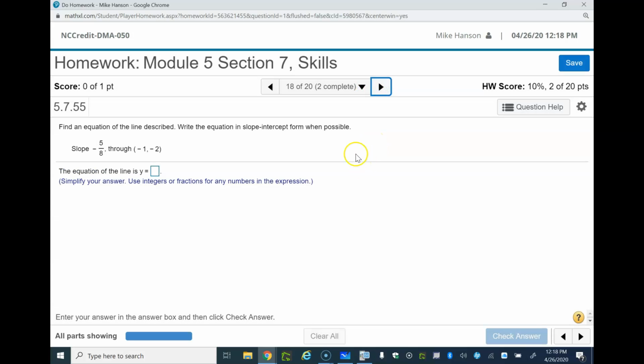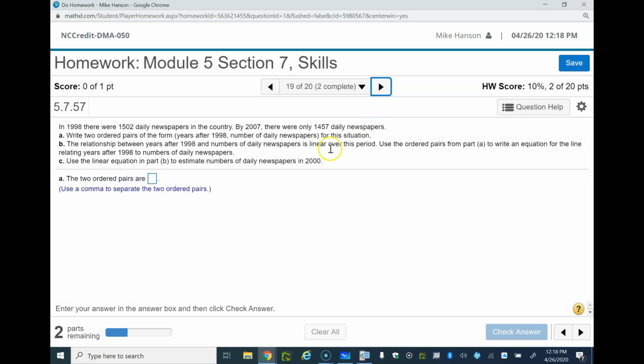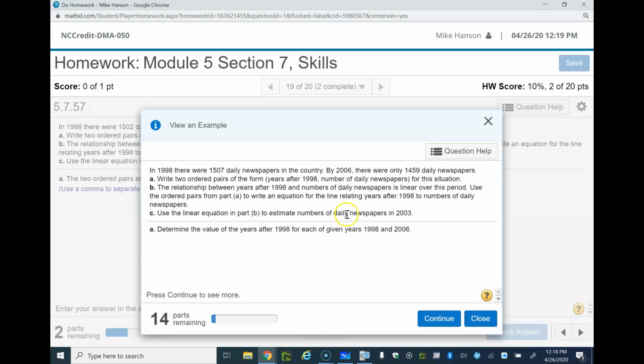And the last one, 19, is what I wanted to go through. So this one has three parts to it, and I think the example does a good job of breaking it down. The first thing we need to find is the two ordered pairs for this problem. And the mistake that a lot of students make is they make 1998 and 1507 our first ordered pair, and 2006, 1459 our next ordered pair. And that's what you should not do.